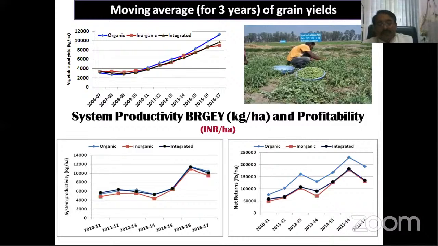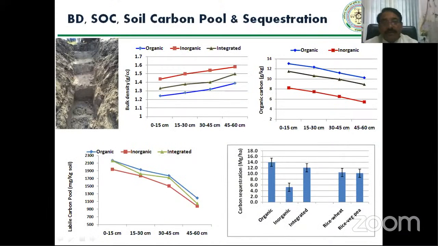As per my experience of more than 10 years, system productivity is almost equal, but the net return and profitability is higher, because we have decided that at least 25% more premium price should be there for the organic produce. If the farmer is getting even 5% more premium, the organic produce will always be remunerative. So economically this will be feasible, and productivity wise this will be sustainable.